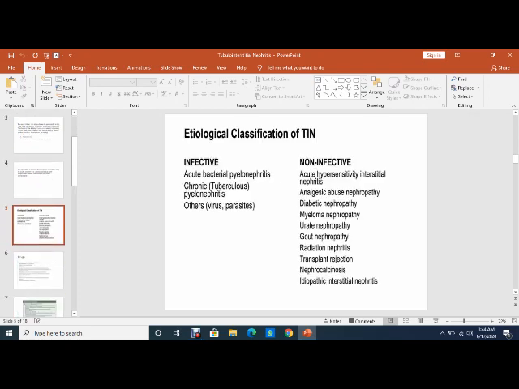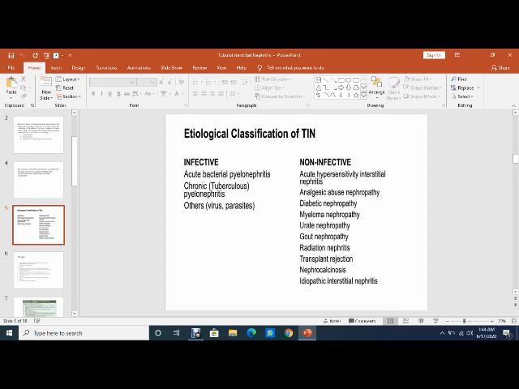This slide shows the etiological classification of TIN, tubulointerstitial nephritis. They are divided into the two, infective and non-infective causes. Infections are mainly acute bacterial pyelonephritis or chronic pyelonephritis. The cause of chronic pyelonephritis is the tuberculosis, and some viruses and parasites lead to infections, acute infection that cause acute TIN.